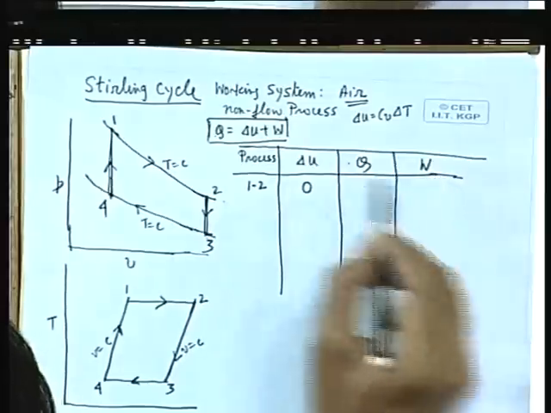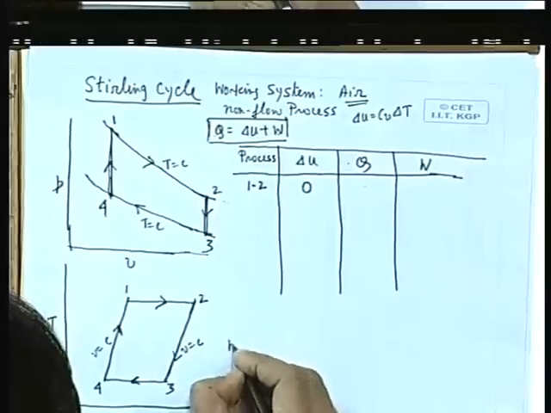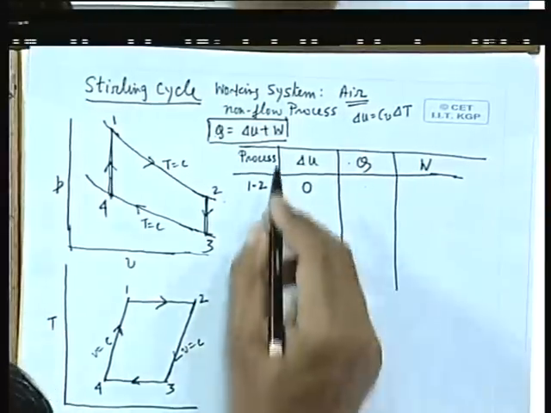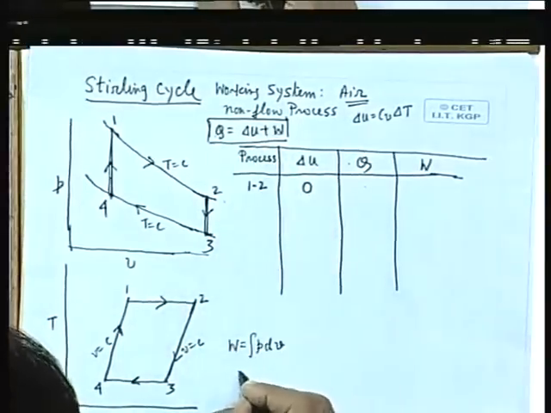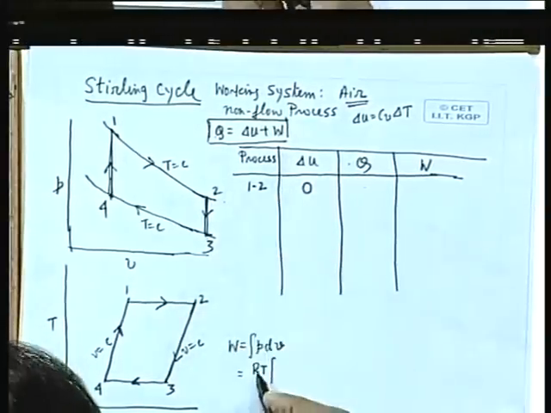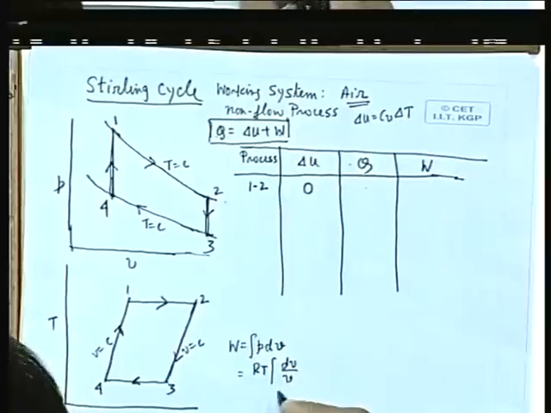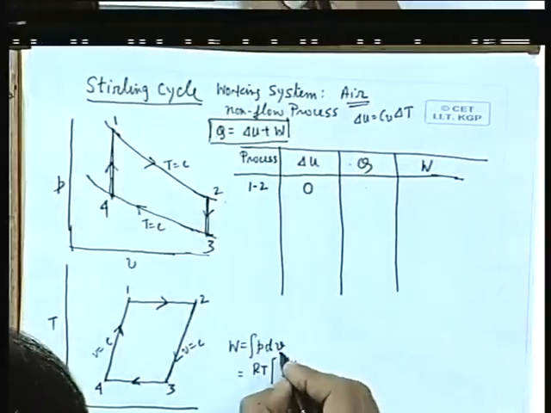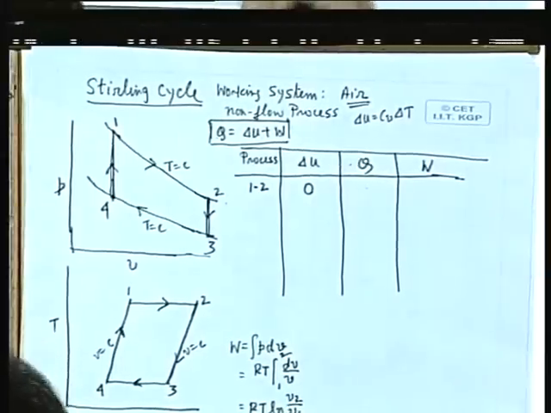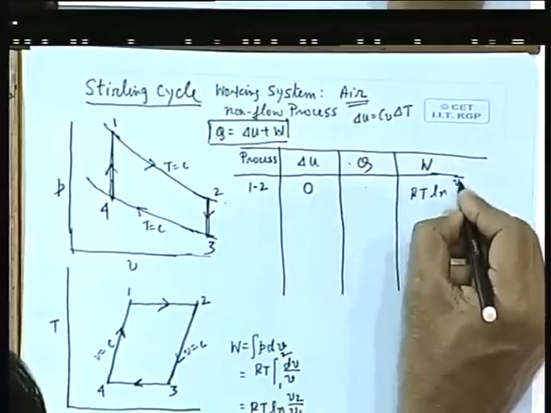but we will have to find out the expression of any one of these. Since it is a non-flow process, we can find out the expression of W from this equation. W is integral P dV, per unit mass basis I am doing. And for an isothermal process, the equation of state tells that P is RT by V and T is constant. So, that equation of state is PV equals RT, but for an isothermal process I can take T constant, so that it becomes dV by V. The process is from 1 to 2, initial 1, final 2. So, this becomes RT ln V2 by V1. So, this is the W. For the 1-2 process, W is RT ln V2 by V1.